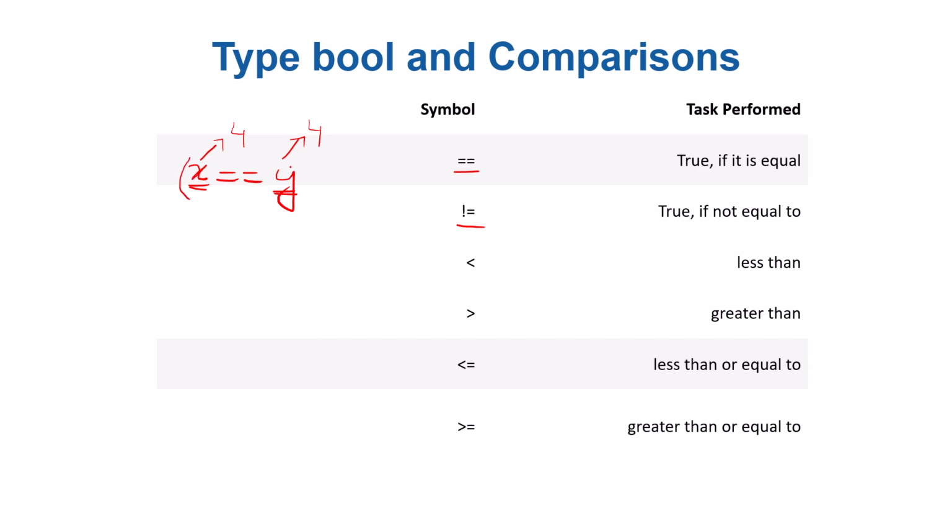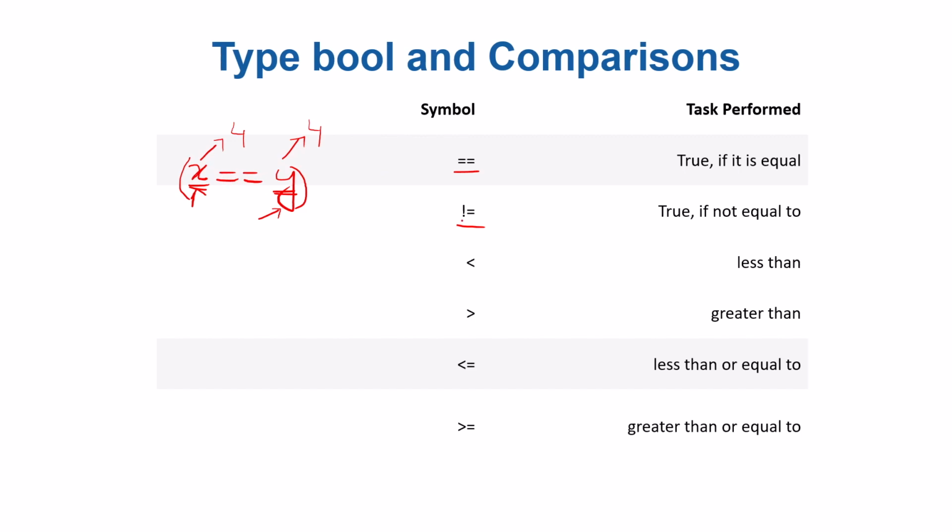The result will be Boolean, because x may not be a Boolean variable, y may not be a Boolean variable. If we want to compare the values of x and y, then we write double equal without a space inside. Remember, if we write single equal, that will be an assignment operator. If we write double equal, that means we are checking whether the two values are same or not.